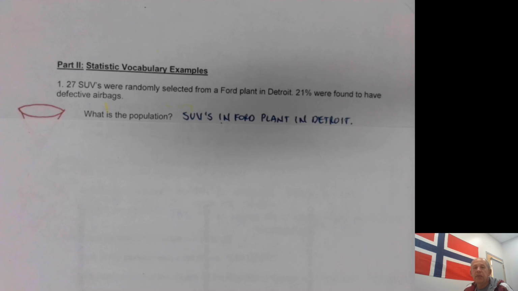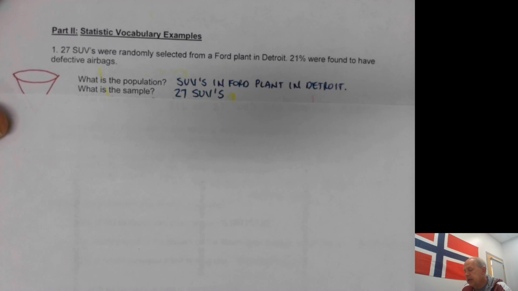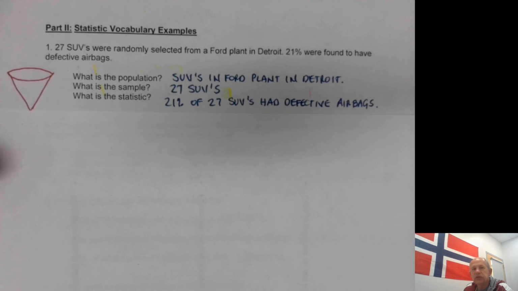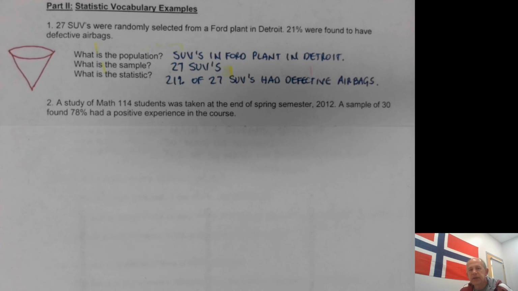Here I am at the top of my funnel. The population is the group of objects that are being studied. In this case, it's the SUVs in a Ford plant in Detroit. So it is a big group of objects. We narrowed it down to our sample as we're working our way down the funnel to 27 SUVs, and at the very bottom, at the end of the funnel, 21%, the statistic of those 27 SUVs had some sort of defective airbags. Let's take a look at another one of these: population, sample, and statistic.